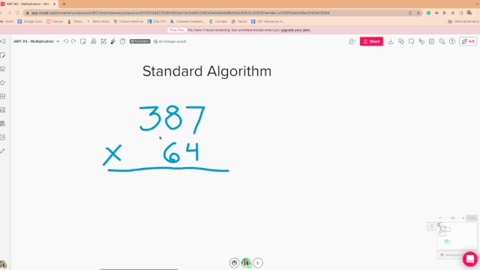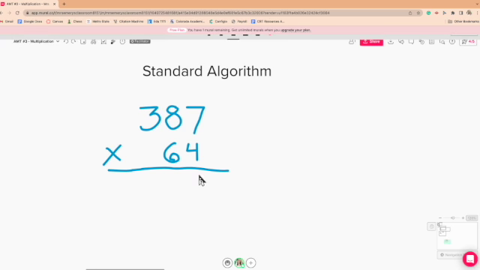So anyway, to start off, we are first going to do 4 times 387. We're starting with the ones place. So we're going to do 4 times 7, which is 28. So we're going to write the 8 down here.